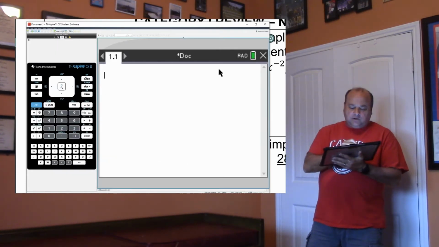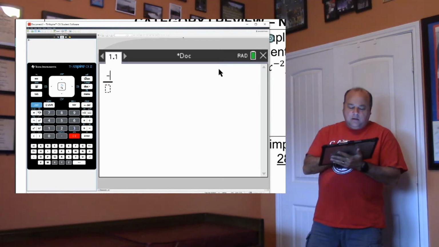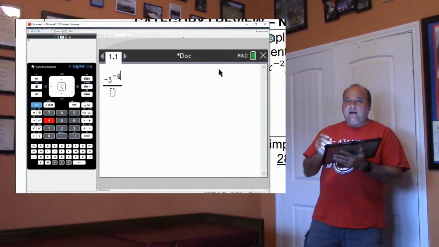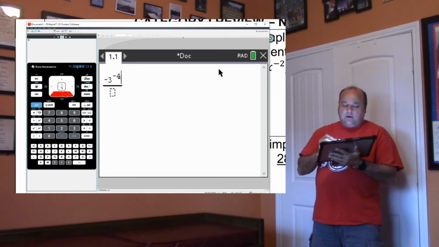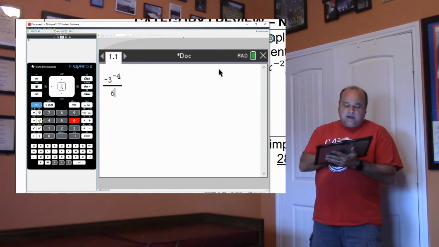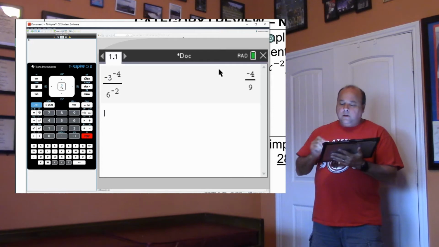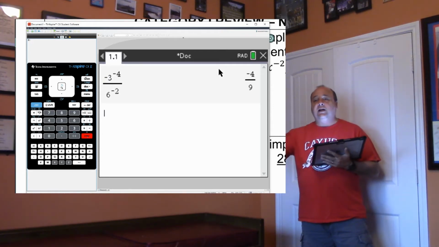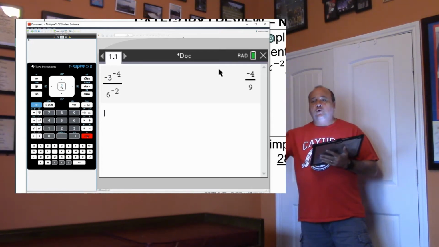So negative 3, control divide to get my fraction. And then negative 3, caret. The caret sign is to the left of the x squared. Then put negative 4. So I have my negative 3 to the negative 4. Then hit the down arrow to go to the second part. And then I'm going to put 6 to the negative 2 in. 6 caret negative 2. And hit enter. Notice this gives me the fraction and it is a negative. So I know my number is going to be negative 4 over 9.